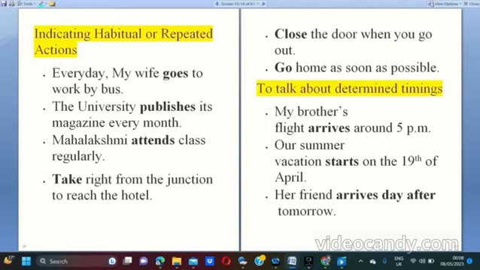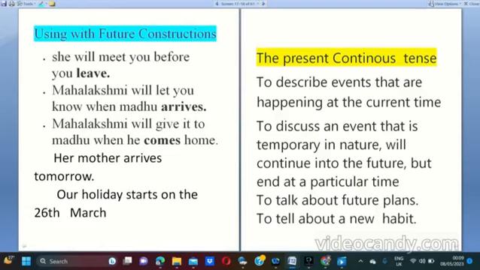So, to talk about determined timings, that means future timetables. My brother's flight arrives around 5 p.m. Here it is talking about future timetables. Our summer vacation starts on the 19th of April. See, we can talk about determined timings by using simple present tense. Our friend arrives the day after tomorrow. See, we are talking about the future by using simple present tense. Observe the sentences and you can understand clearly. Using it with future clauses: She will meet you before you leave. Mahalakshmi will let you know when Madhu arrives. Mahalakshmi will give it to Madhu when he comes home. Her mother arrives tomorrow. Our holiday starts on Monday. All these are future constructions.